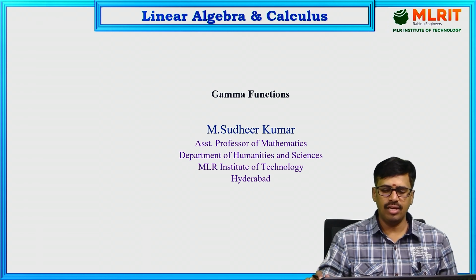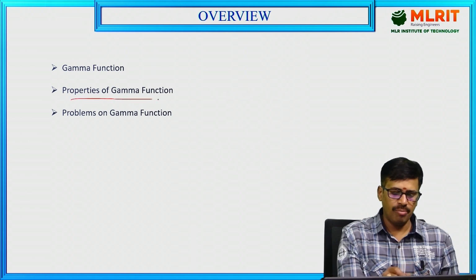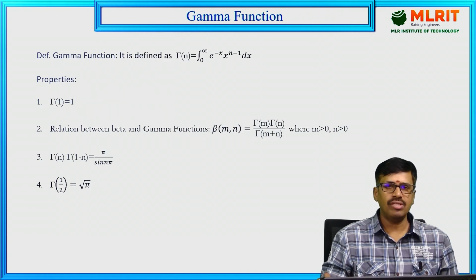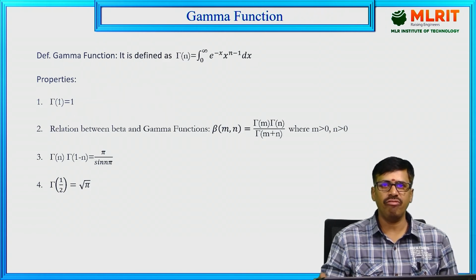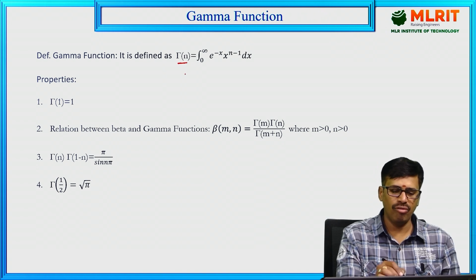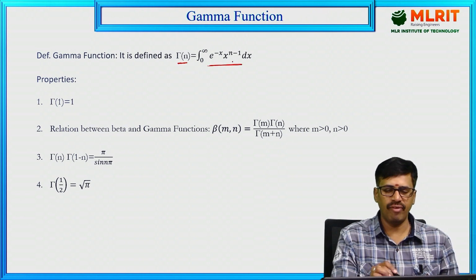In this lecture, I am going to cover the gamma function, properties of the gamma function, and problems on this. So first, let us see what is the basic definition of the gamma function. This is the notation of the gamma function, gamma of n, and it is defined as the integral from 0 to infinity of e power minus x, x power n minus 1 dx.